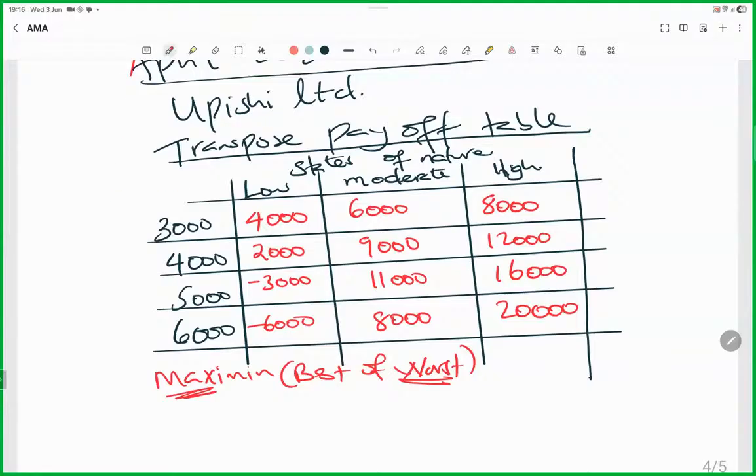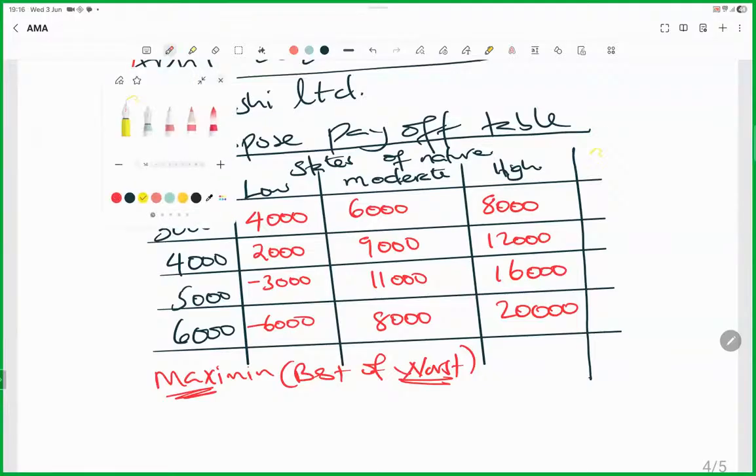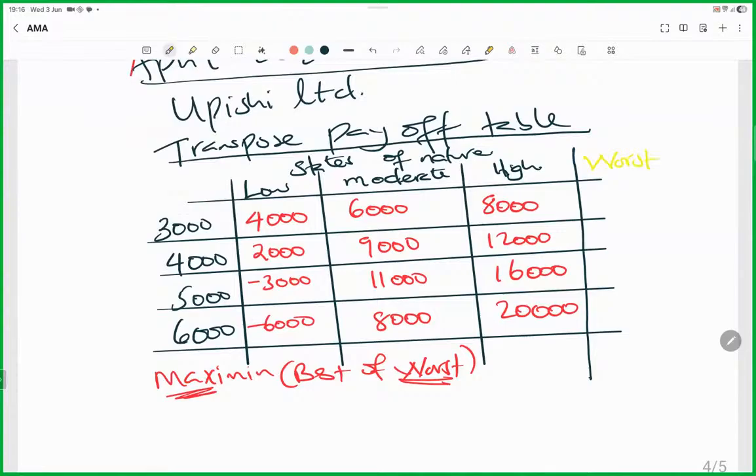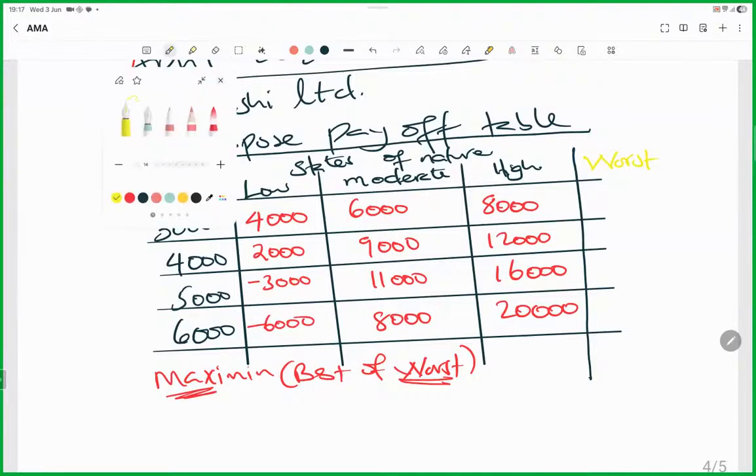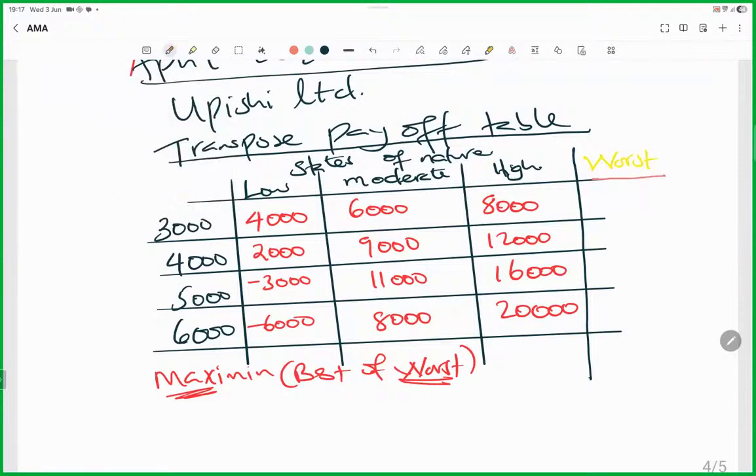So I'll pick a different color. So I have worst here. Now this color is not very good, it's very faint. Let me try this. It's much better. So remember, if it's maximin, you start with the worst for each one of them, isn't it? So for this alternative, which one is the very worst? 4,000. This one the very worst is 2,000. This one here, negative 3,000.